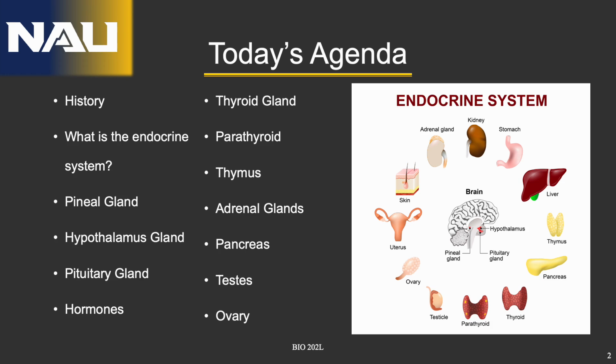The pineal gland, the hypothalamus gland, the pituitary gland, the thyroid gland, the parathyroid gland, the thymus, the adrenal, the pancreas, the testes, and the ovaries. And then we'll talk about all the hormones they produce and the tissues they target.